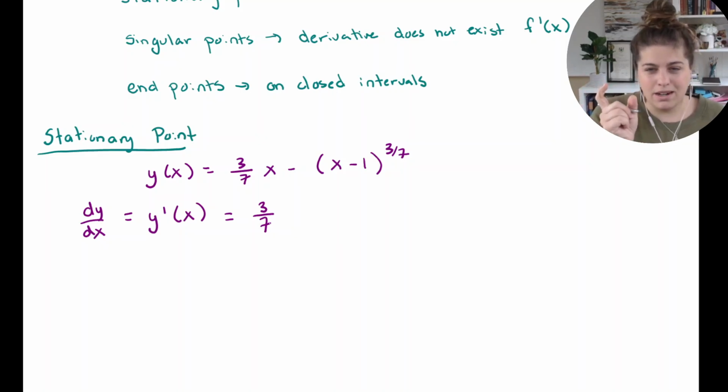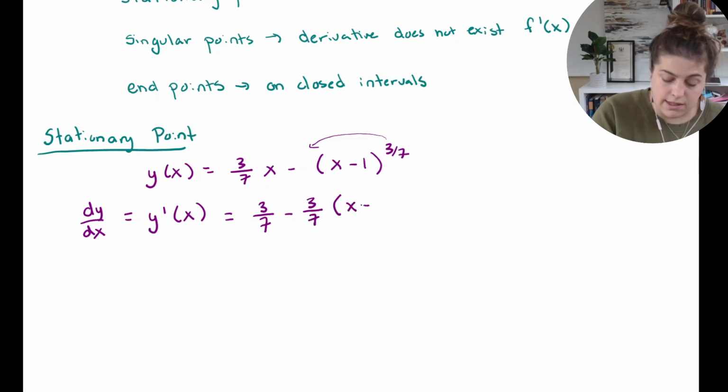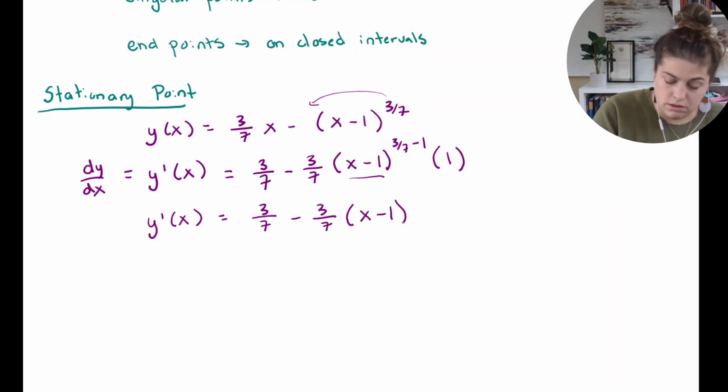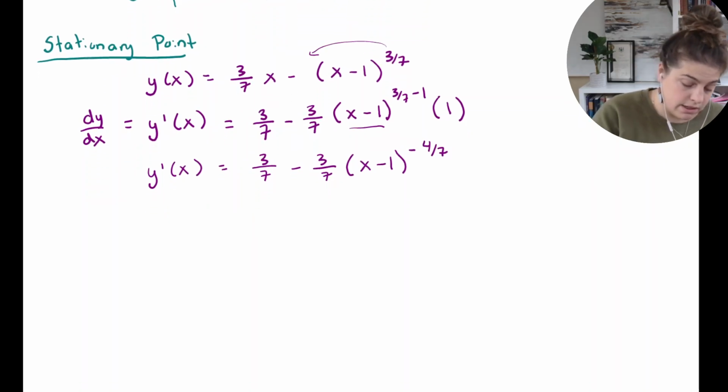And then for our next term here, it's actually going to be chain rule, even though the derivative of the inside is just going to be 1. So we're going to bring down that exponent of 3 over 7. We leave the inside alone, and we subtract 1 from our exponent there. The derivative of our inside, the derivative of x minus 1, is just 1. So our function here, minus 4 over 7, okay? And so we can set it equal to 0, and we can solve for our stationary point.